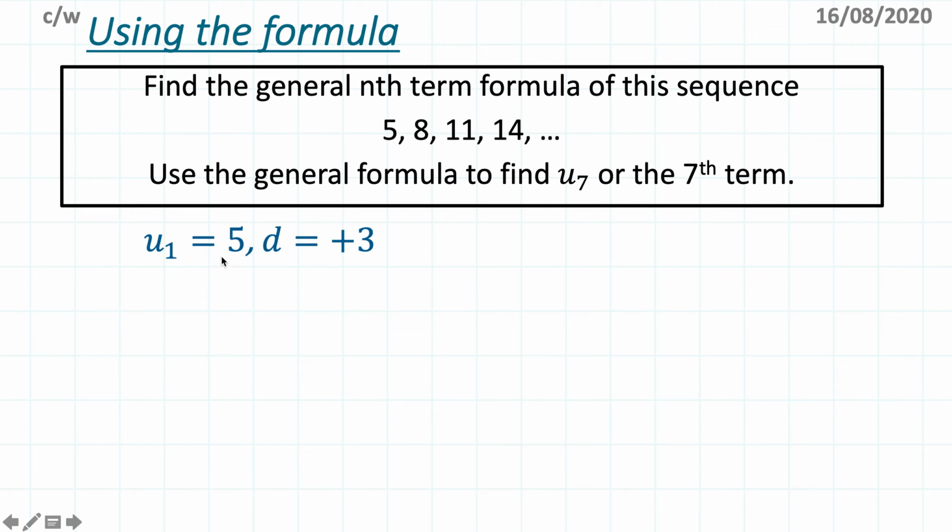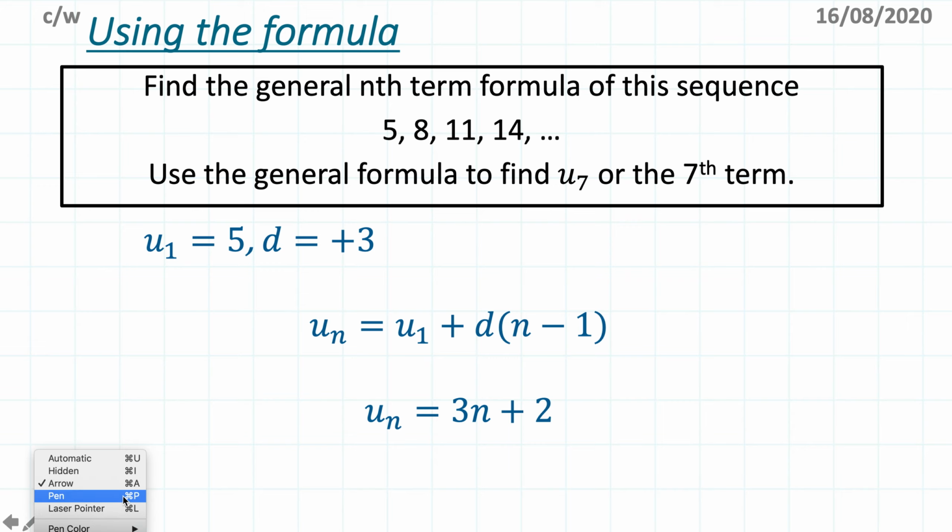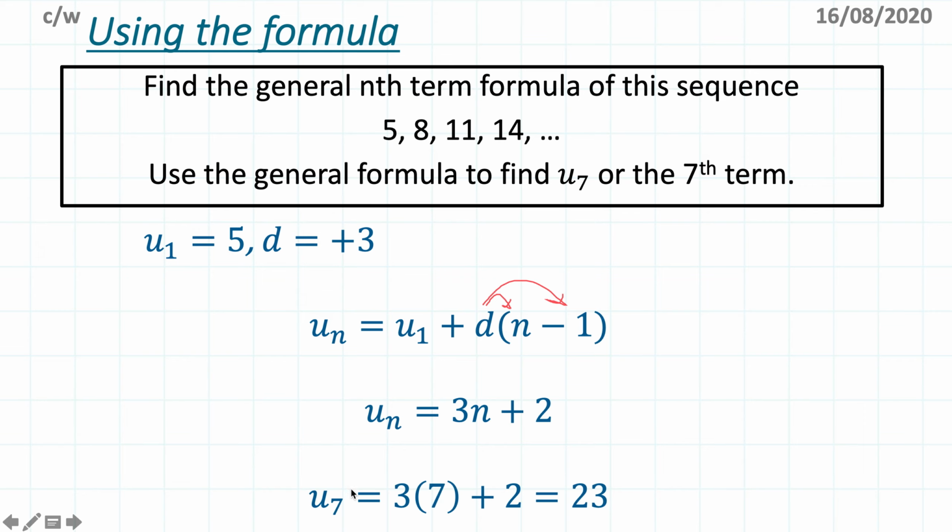So first I'm going to note what I have. I know that the first term U1 is 5, and I know that the common difference is a positive 3. So I substitute this into the formula. I have the U1 and I have the common difference. Once I substitute those in, I'm going to expand out. Make sure to expand out and then simplify, and then you're going to get this general formula.